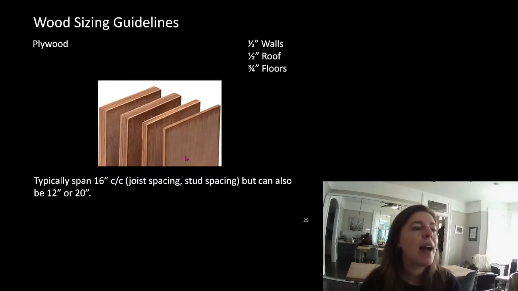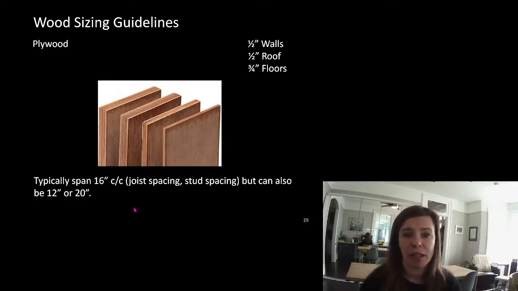All right, the woods, here's why. I don't like the order of this. Okay, sizing guidelines. Plywood. We're going to use 1/2 inch for walls, 1/2 inch for roof, and 3/4 for floors. It typically spans 16 inches on center, joist spacing or stud spacing. It can do 12 or 20. Sometimes you'll even see 24, but that's the rarity. If it's 24, you usually have strapping.